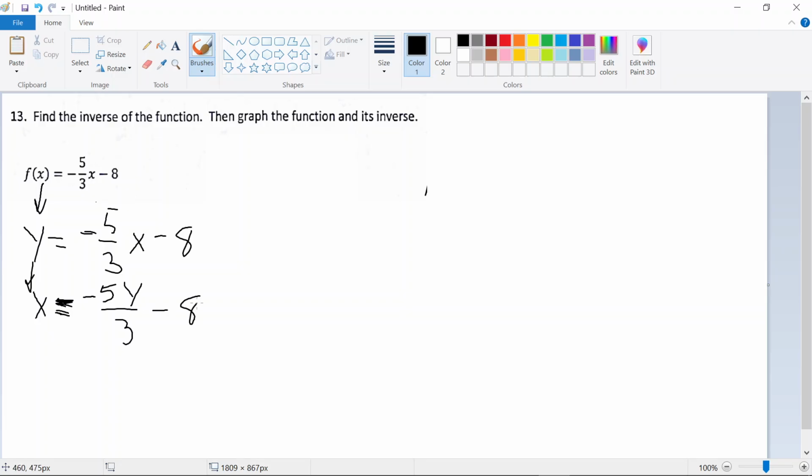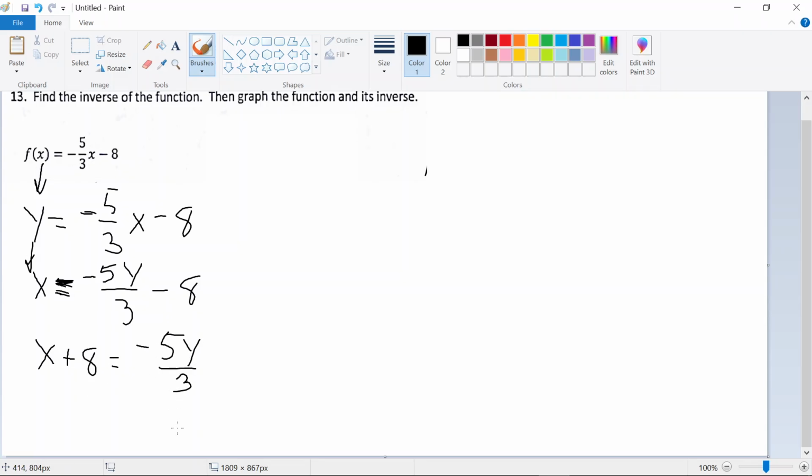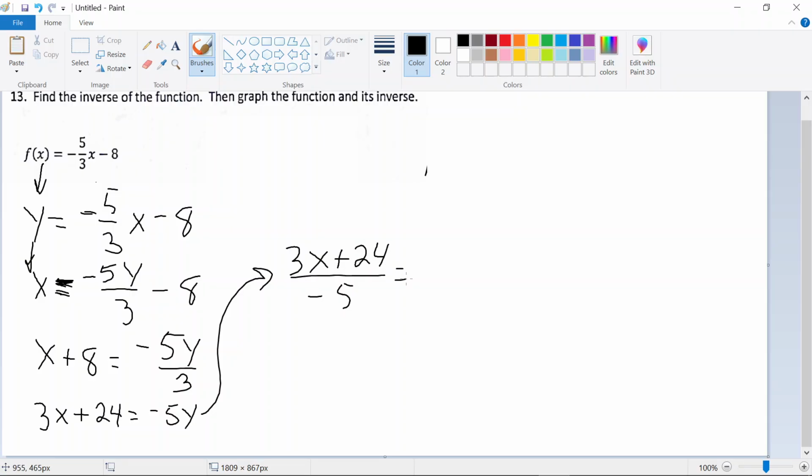Now solve for y. So I have to add 8 to both sides. x plus 8 equals minus 5y over 3. Now I will multiply both sides by 3. 3 times x is 3x. 3 times 8 is 24, equals minus 5y. Then I'll go up here and continue it. I have to divide both sides by negative 5. 3x plus 24 over minus 5 equals y.